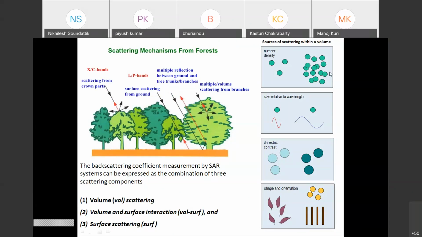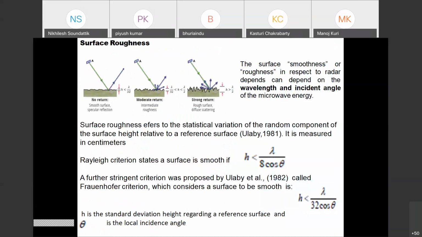So it depends on the number of trees, size of the scatterers, the wavelength that we are seeing, the dielectric constant, shape and orientation of the leaves, etc. Now we have mentioned a dielectric constant here, and we will come to that a little later. As I said, the scattering depends on the surface roughness. Surface roughness depends, again, on the wavelength and the incident angle.